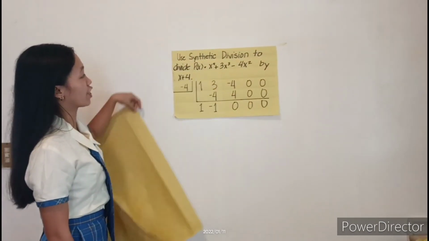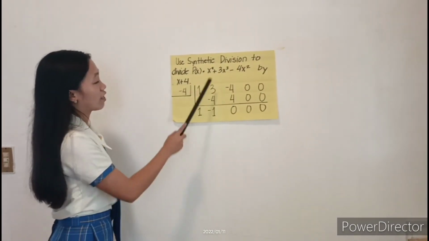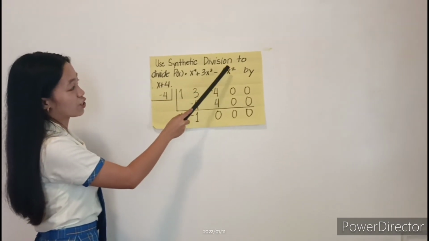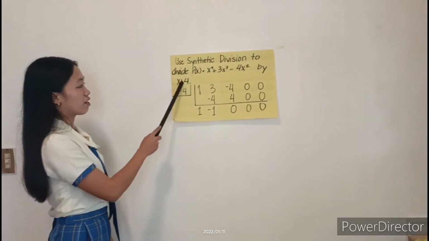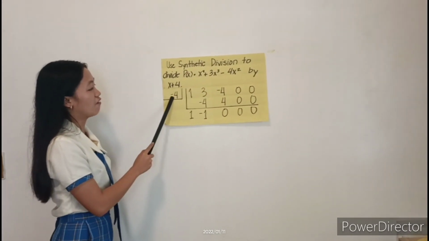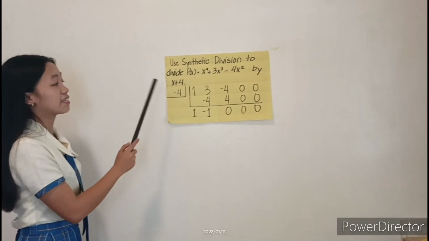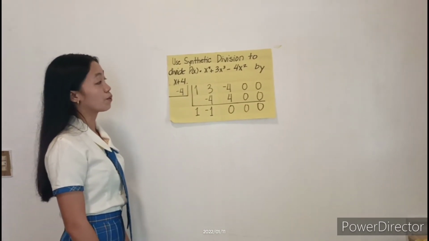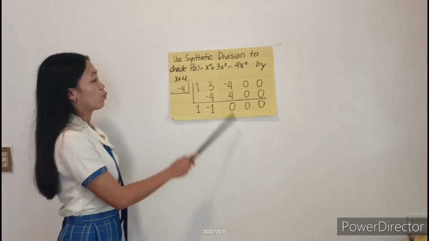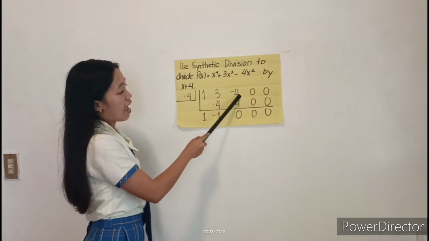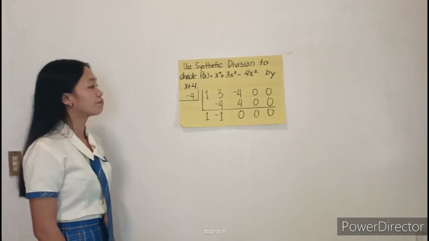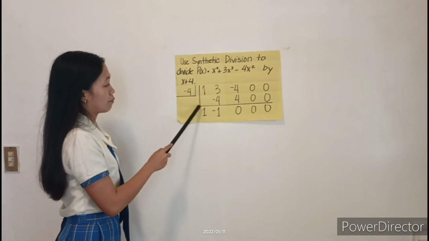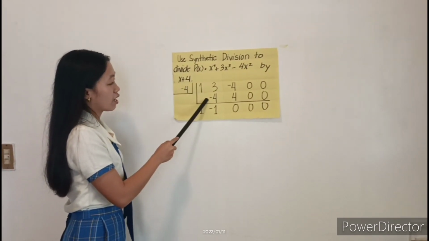Let's check whether the answer is correct using synthetic division. To divide p of x equals x raised to 4 plus 3x cubed minus 4x squared by x plus 4. To get the value of our x, let's equate our divisor to 0. So now we have the value of our x, which is negative 4. Then, let's get the numerical coefficients of our dividend, which are 1, 3, negative 4, and let's put 0 to those two missing terms.